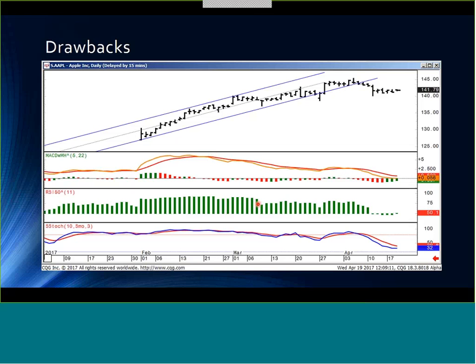RSI, same type of thing. You're overbought and you stay overbought. There's really no great buy signals. It's really not telling you anything other than we're in a bullish trend and it's rallying. Stochastic, same thing. Look at this. It became overbought back in January and it stayed overbought for a very, very long time. And it just then became oversold in April.